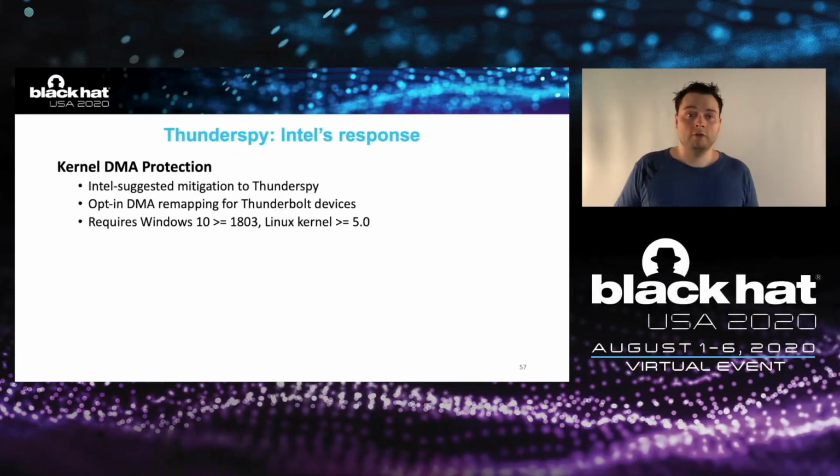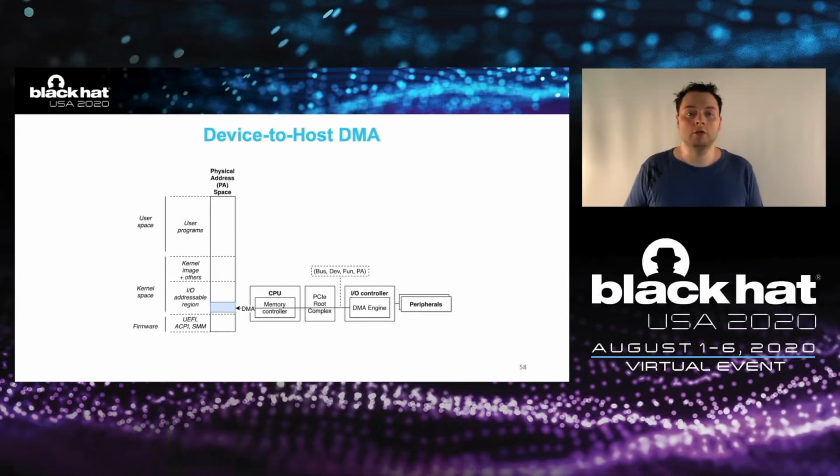Right, so Intel's response to Thunderspy was Kernel DMA Protection. This was quite underwhelming, and I'll be showing why that is. Kernel DMA Protection is an opt-in DMA remapping measure for Thunderbolt devices. According to Intel, all you need is Windows 10 version 1803 or later, or an up-to-date Linux kernel. So let's have a look at how that works.